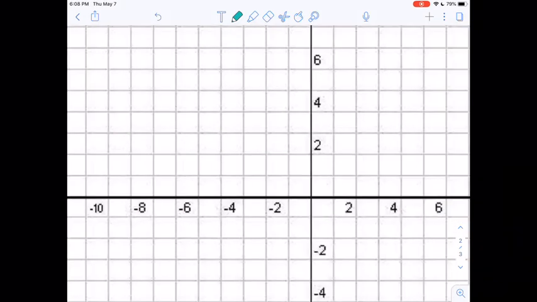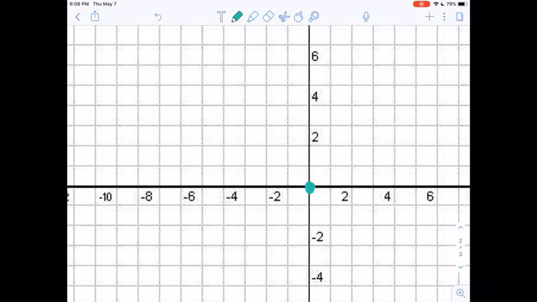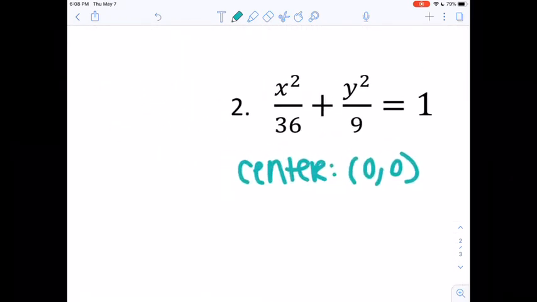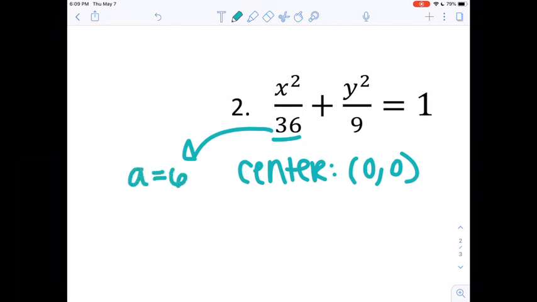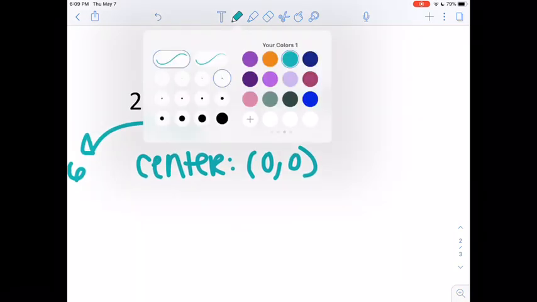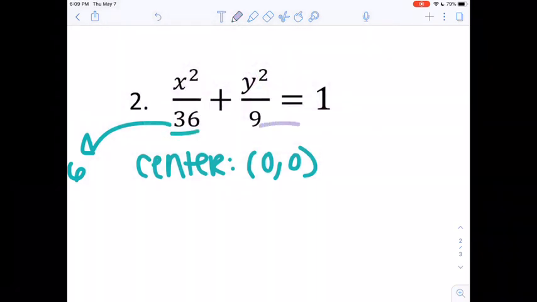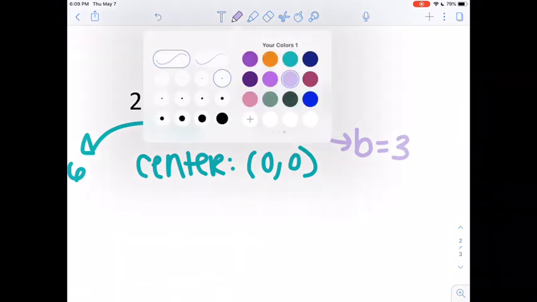Okay, so let me plot that. And I need to identify my a and b. Well, here's the bigger out of the two denominators, so that's going to give me my a, but I have to take the square root, so a is equal to 6. And then this is going to give me my b, so I'm going to take the square root. b is equal to 3.